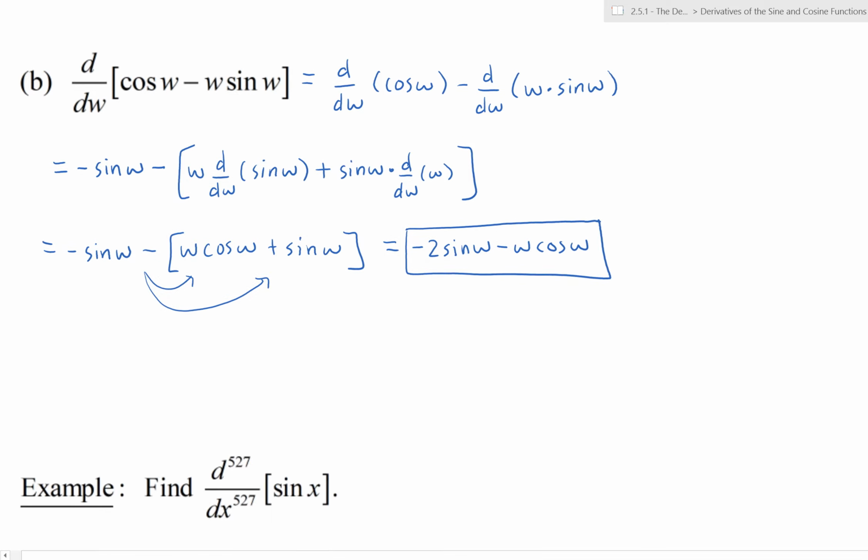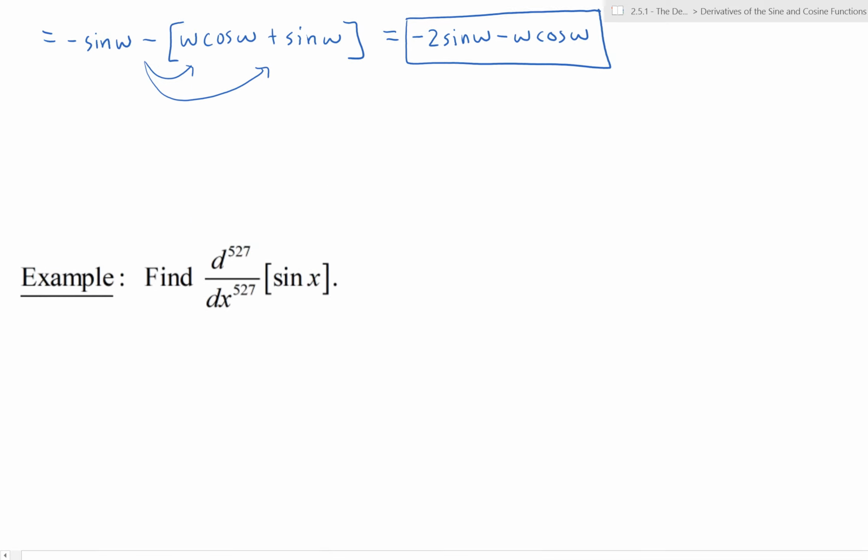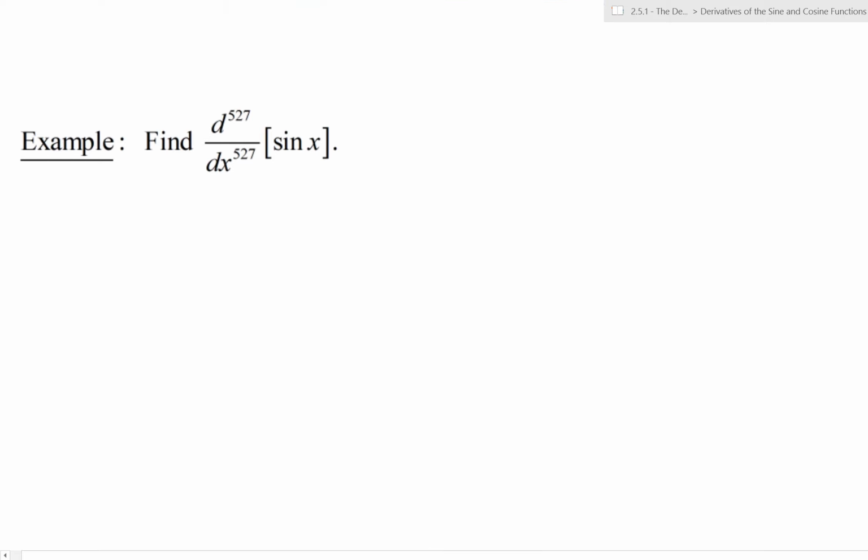Just got some new derivatives that we're looking at. All right, last one before the end of this video. Now this one looks a little daunting at first because we're asked to find the 527th derivative of sine of x with respect to x. So one might say at first, you're going to really differentiate sine of x 527 times? I guess you really could, but instead we want to see something special happen here.